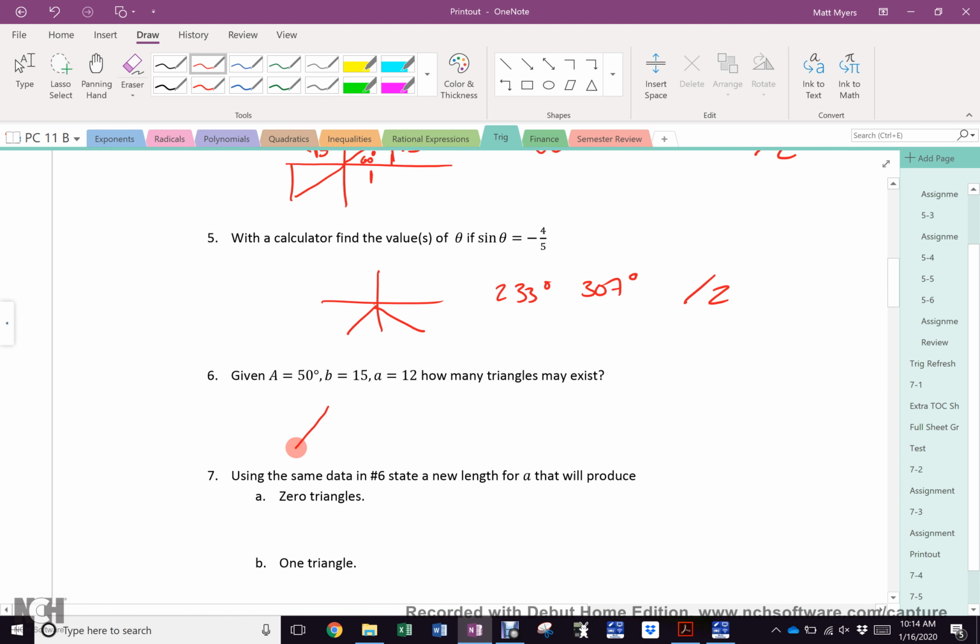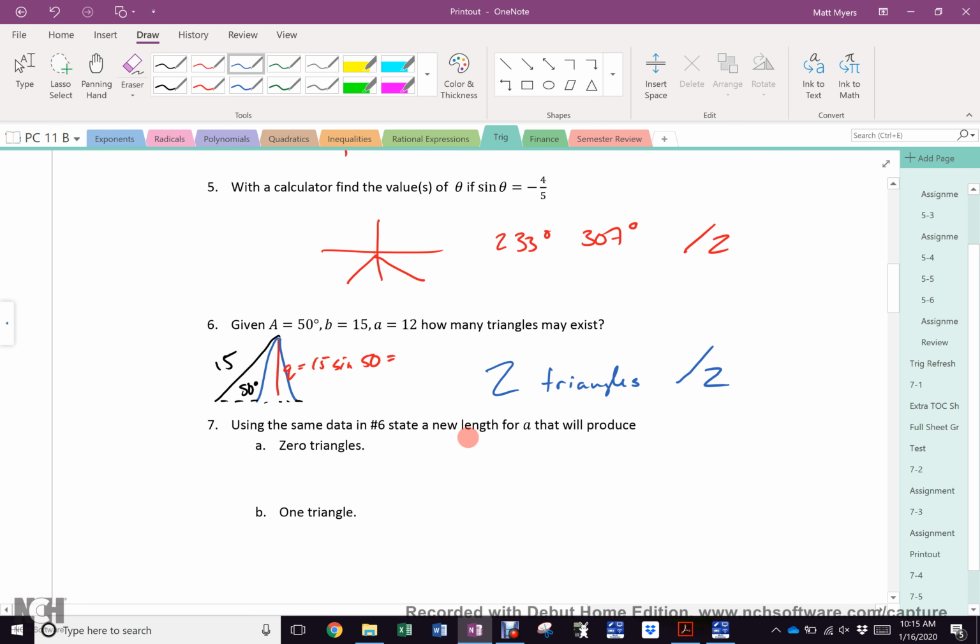How many triangles exist? 50 degrees, 15. Oh, I'm going to make this bigger. Q equals 15 sine 50, which is 11.5. A is 12, which is longer than 11.5 but shorter than 15. So there and there, 2 triangles exist, out of 2.